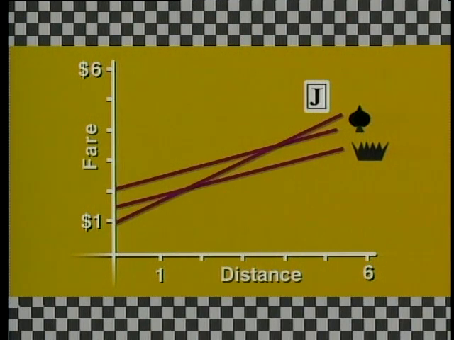Look at that. The total fare with Jack's is lower than the other two for the first 2 miles, lower than Ace for the first 4 miles, and higher than either after that. Jack's Taxi goes from being the best deal in town to the worst. That's clear from the graph, because the line for Jack's crosses both the other lines.